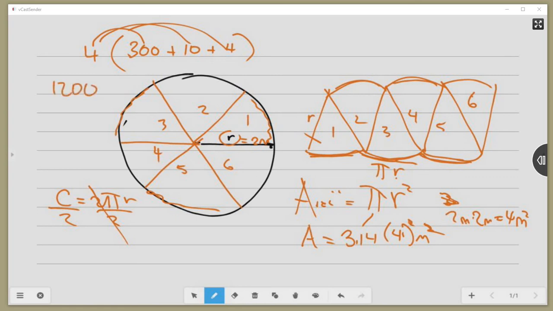So 4 times 4 is 16. 4 times 10 is 40. And 4 times 300 is 1,200. So 6, 5, 2, 1. Okay? And obviously it's not that big, so it's going to be somewhere like that. That's 1, 2, 5, 6, right? So if you multiply it out, you'll see this would be 12.56 meters squared. That's how you decide how much area you have in a circle.